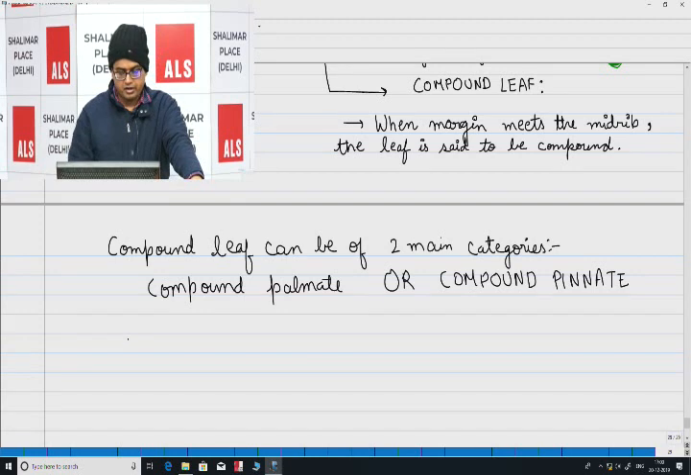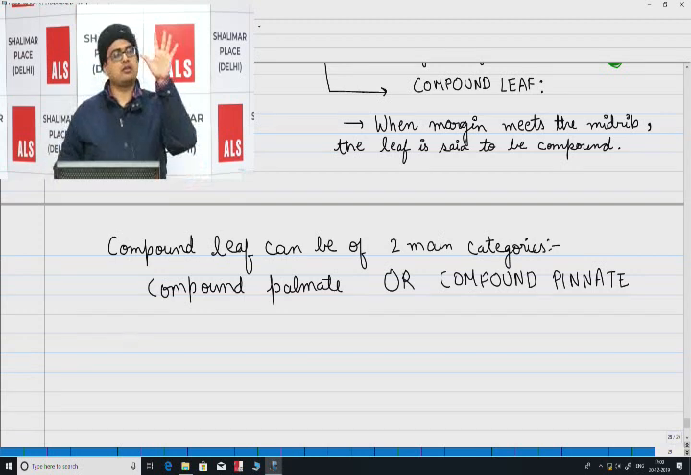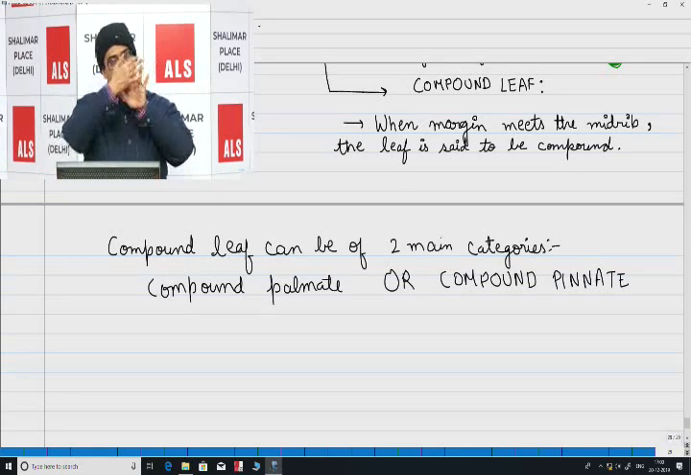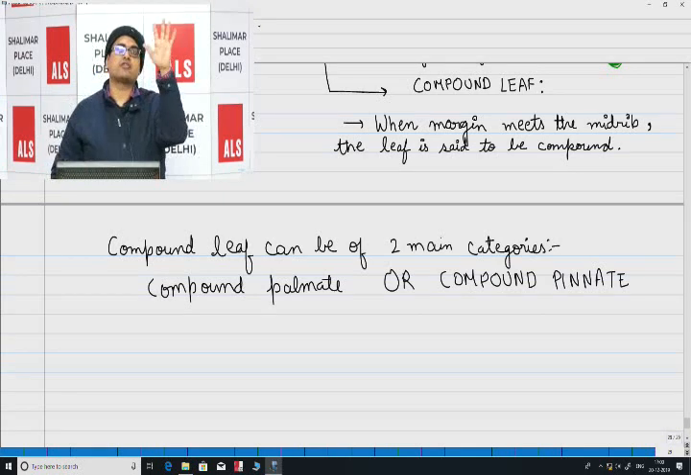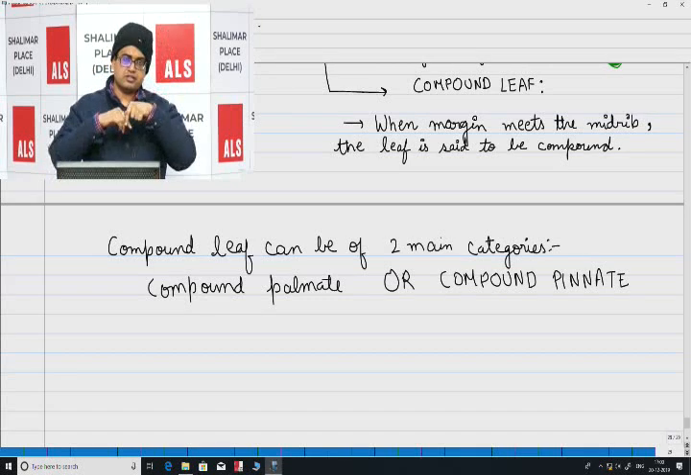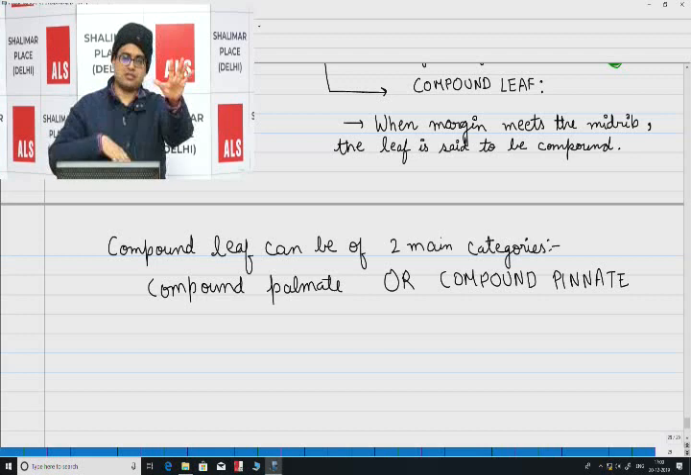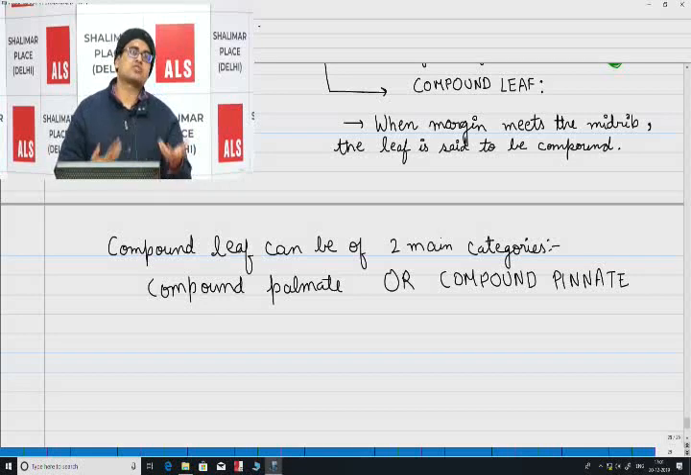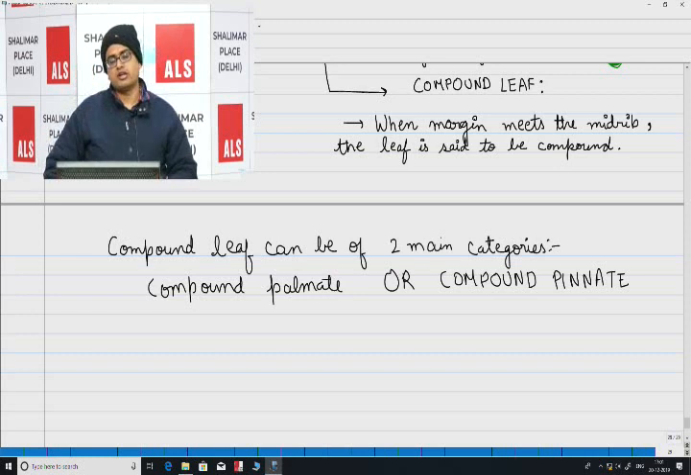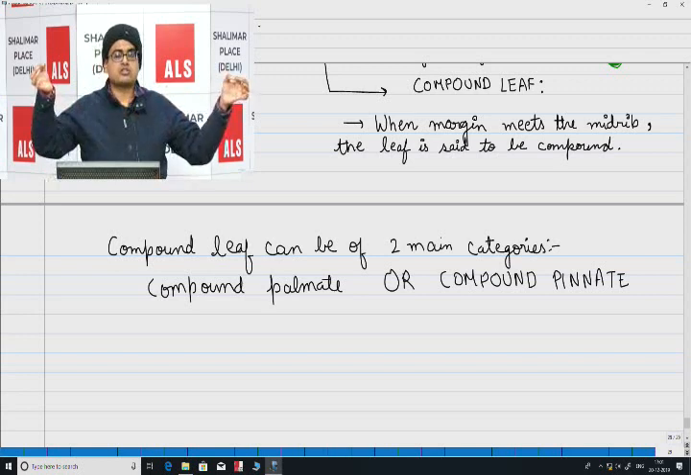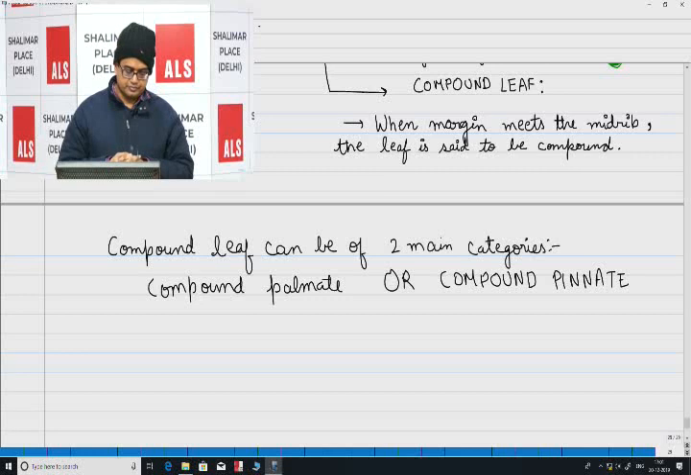Now, what is compound palmate and pinnate? Let me give you a simple example. This is your hand. Your fingers are all radiating from a common point. So when you have this kind of structure, it is called palmate. But when it is a different kind of structure, like my forearm, if it has two or three branches, one finger here, one finger there, it could be called a pinnate arrangement. So a leaf can have all the leaflets arising from a common point, it is called palmate. A leaf can have all the leaflets arising along a line-like structure, it is called a pinnate leaf.